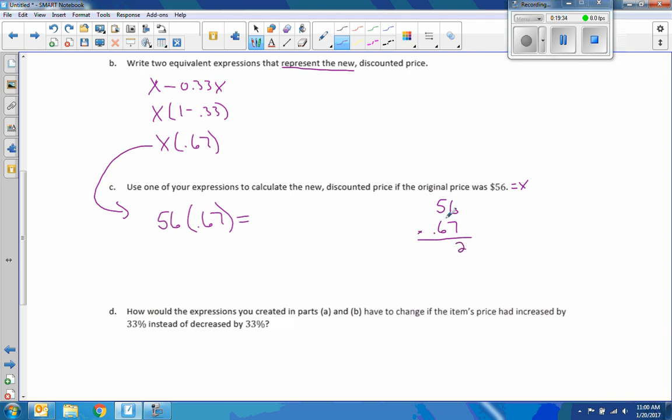7 times 6 is 42, bring your 4 up here. 7 times 5 is 35, plus 4 is 39. Don't forget your spacer here, I still have a few who don't do this. 6 times 6 is 36. 6 times 5 is 30, plus 3 is 33. Add your 2 rows. 2 plus 0 is 2, 9 plus 6 is 15. Carry 1. 3 and 3 is 6, plus 1 is 7. I have 2 decimal places and no decimal places, so I have 2 decimal places. The answer is $37.52. That's the discounted price.